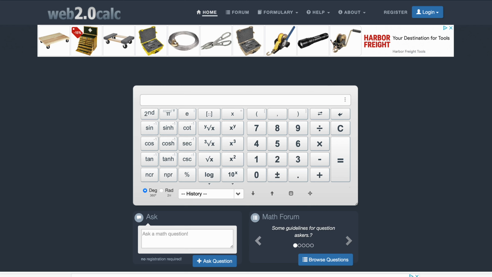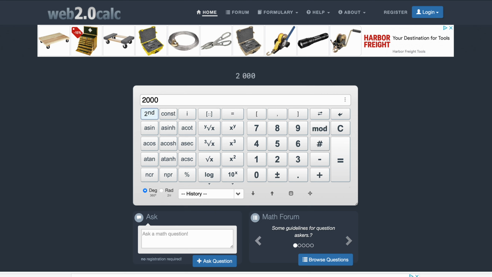Take a few minutes just to help you with how to input the interest formulas into the Web 2.0 calculator that I'm suggesting that you use. So for the first one, let's just look at compound interest. In a compound interest problem, you have your initial amount of money.